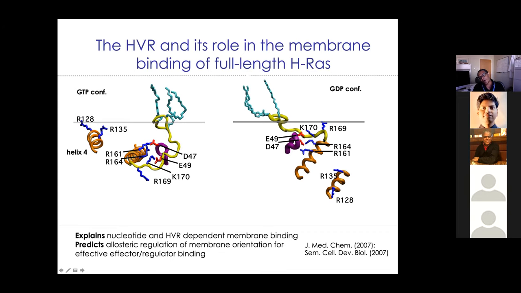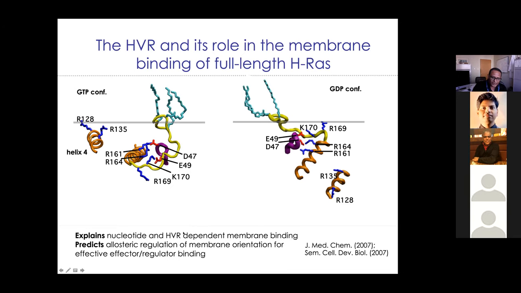In the GDP bound form, it's entirely the opposite. So this was, for the first time, an explanation of the nucleotide and HVR dependent membrane binding that was observed previously in cell biology, particularly EM imaging type of experiments.